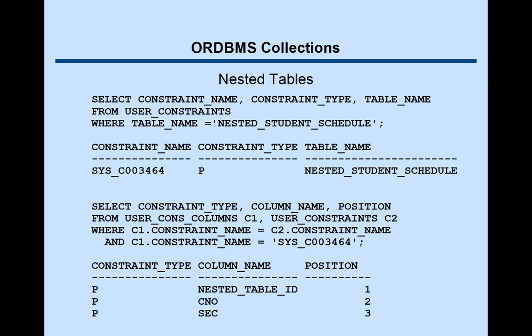The metadata is shown here when we query information about nested student schedule and information about the constraints. By including this 3rd column, this hidden column, this will allow us to have 2 or more students who register for the same class without presenting a conflict violating uniqueness.